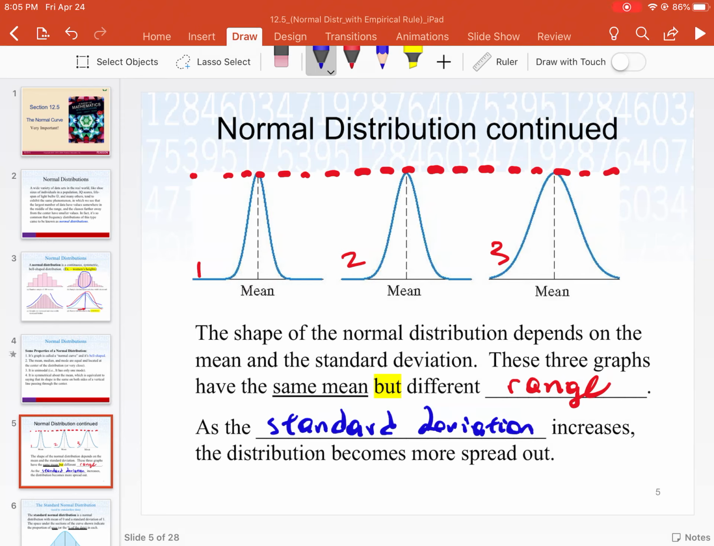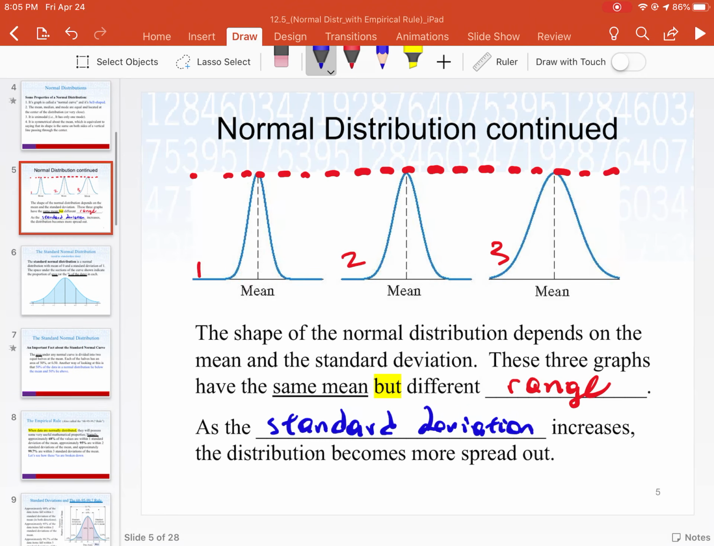So which distribution, 1, 2, or 3, do you think has a larger standard deviation? Number 3, right. And which one has the smallest? Number 1, right, exactly. So that's what that looks like in a picture.